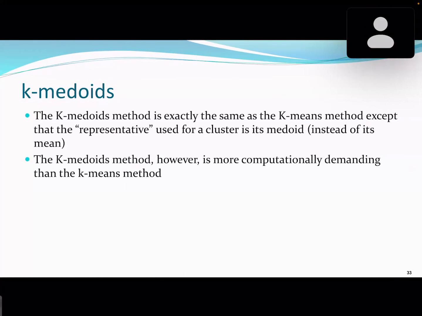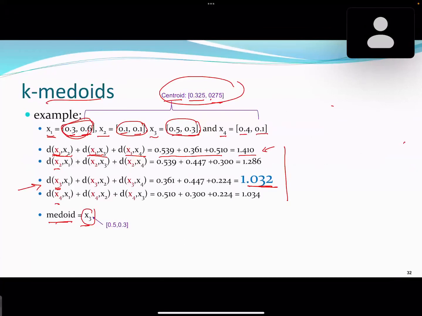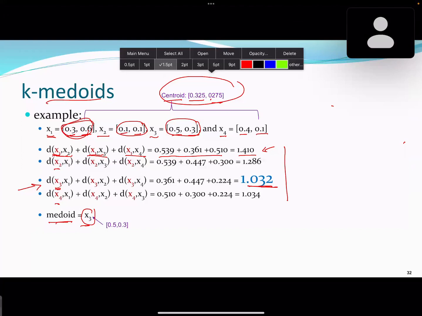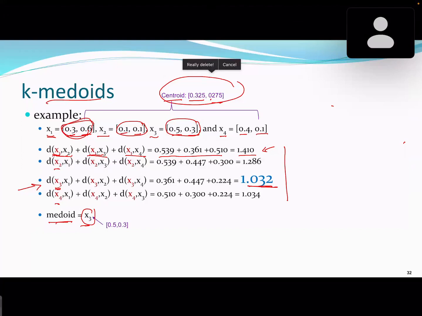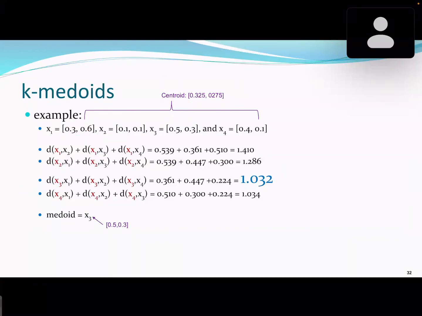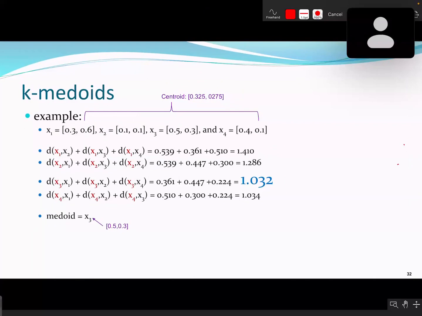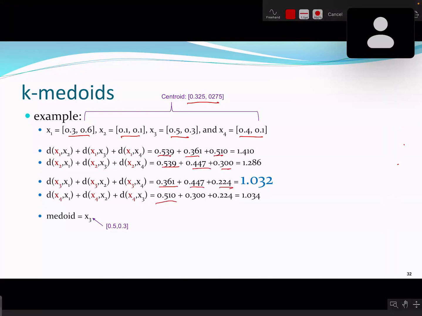Now, if you go back to the previous example here, how do we compute the centroid? It's easy. We take these four vectors and compute an average, very easy. However, if we want to compute the medoids, there are so many distances that we have to compute, right? And then that will allow us to find which one is the medoid.